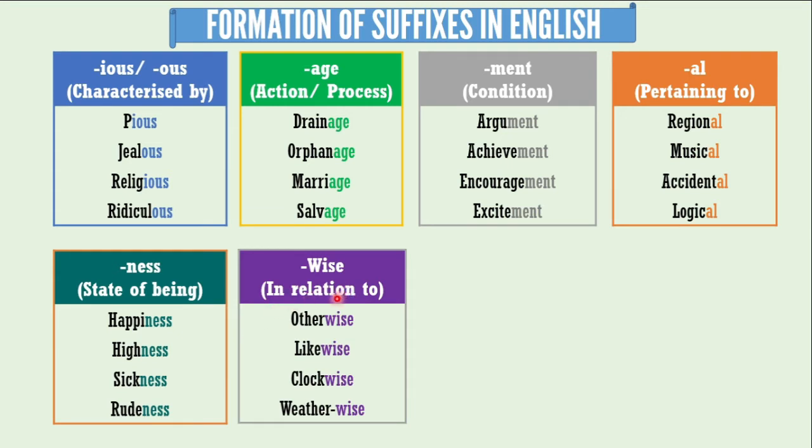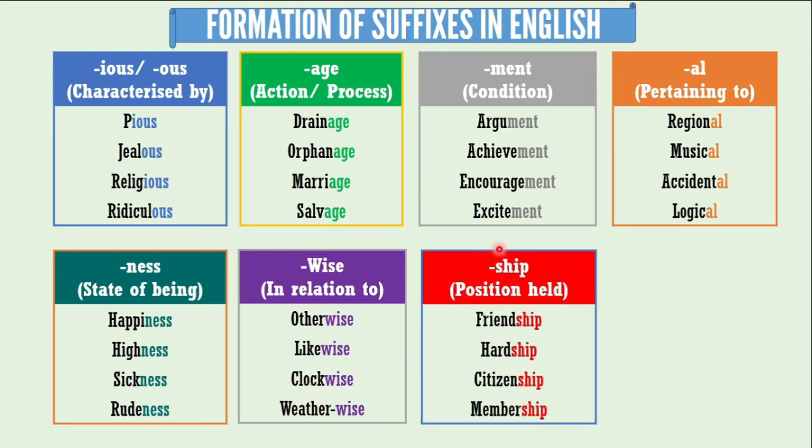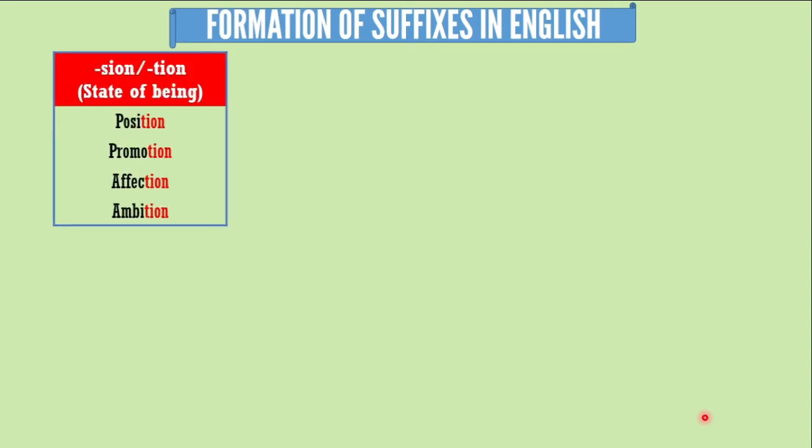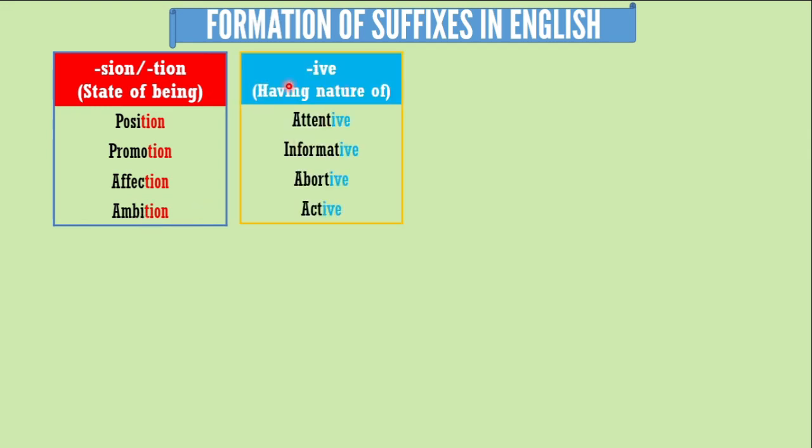Here is the wise, in relation to: otherwise, likewise, clockwise, weatherwise. Here is the ship, position held: friendship, headship, citizenship, membership. Ity or ty, quality of: externity, validity, vivacity, scarcity. Here is the more formation of suffix in English. Tion, that means state of being, position: formation, affection, ambition. Ive, having nature of: attentive, informative, abortive, active.